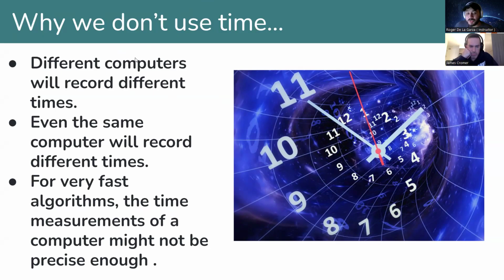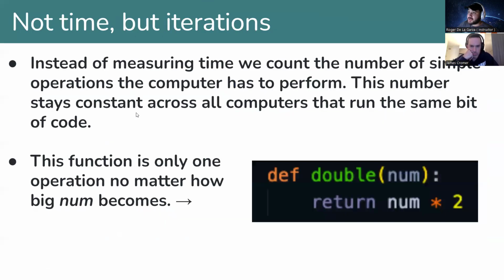Different computers will record different times. Even the same computer will record different times, as you just saw from my example. For very fast algorithms, the time measurements of a computer might not be precise enough. So how do we identify which is more efficient than others? That is the big O notation. So not time, but we calculate iterations. How many iterations, or in other words steps, did it take to reach our goal?